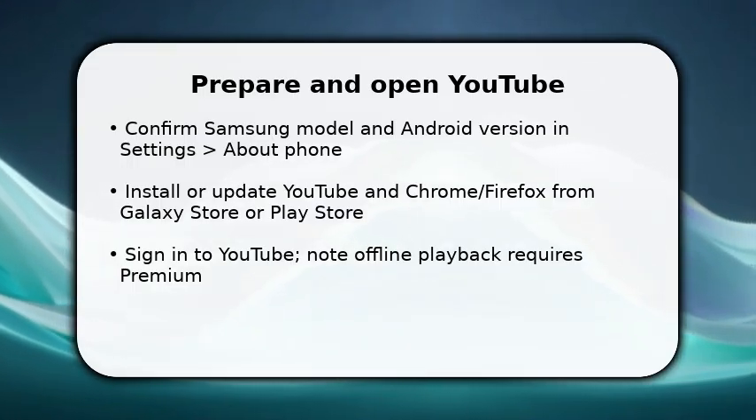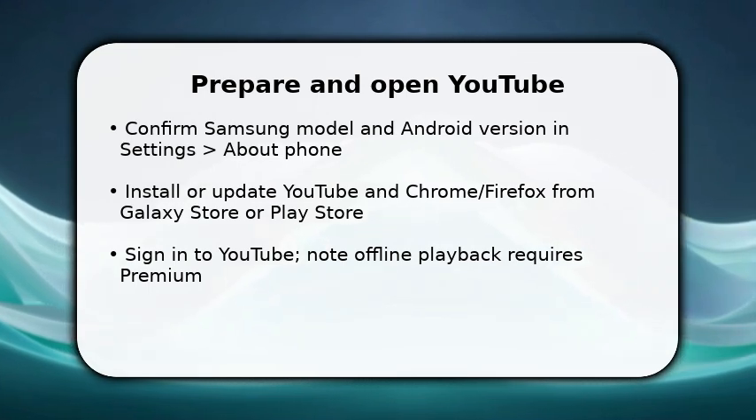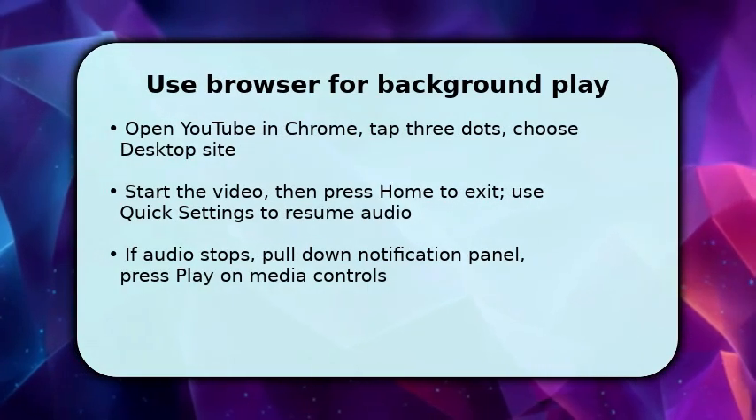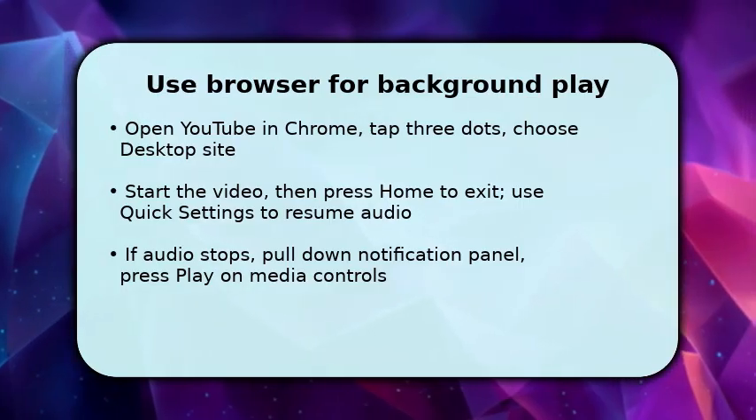Open Chrome, go to YouTube, and enable desktop site from the menu. This forces the site to behave like a computer. Play the video you want, then press the home button.